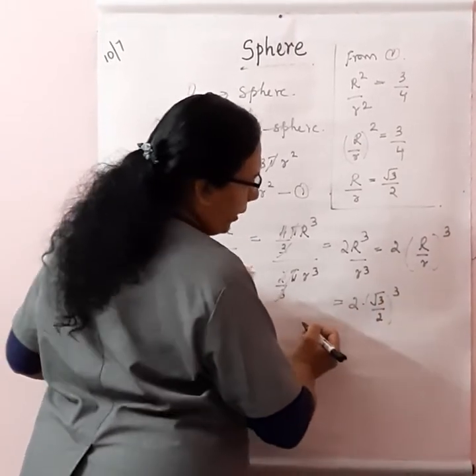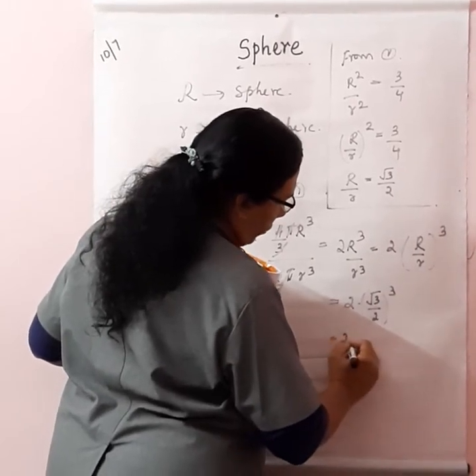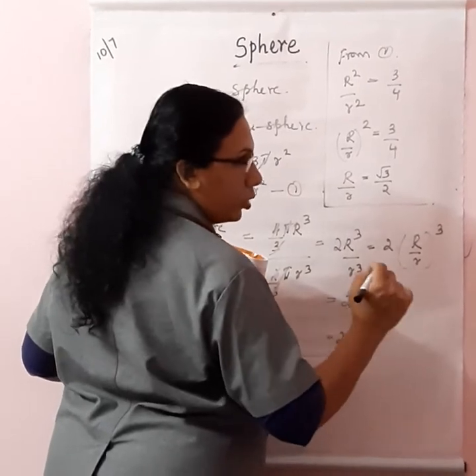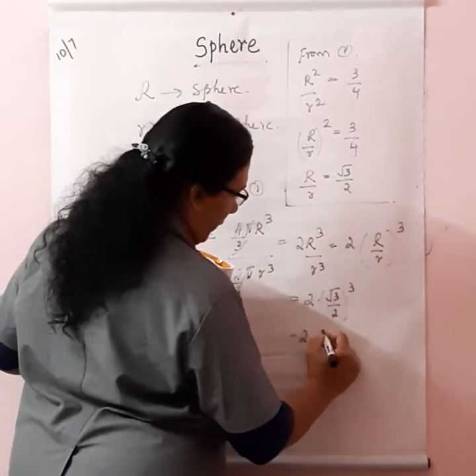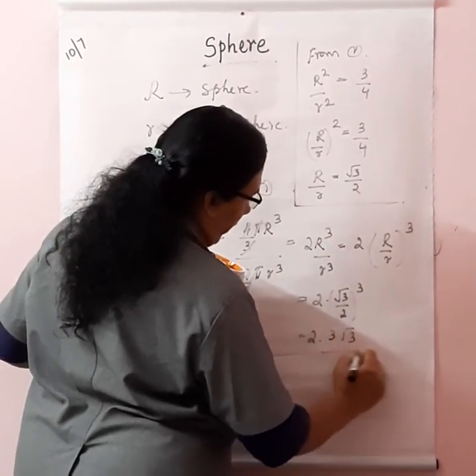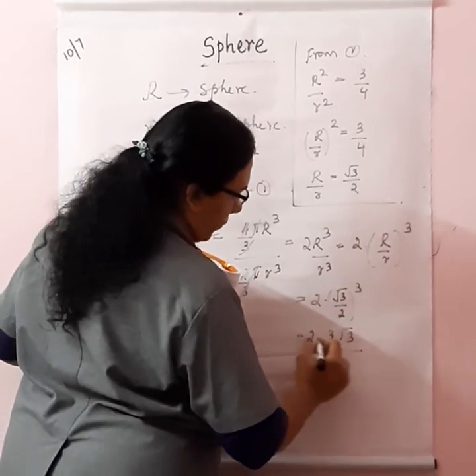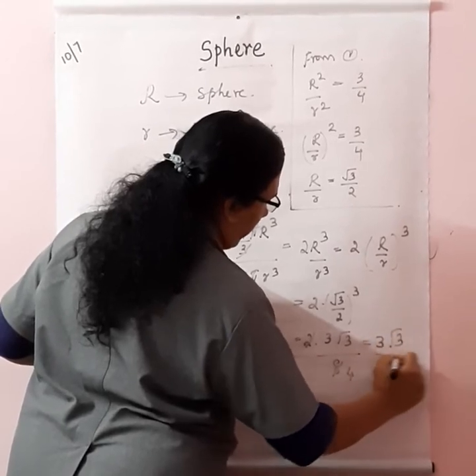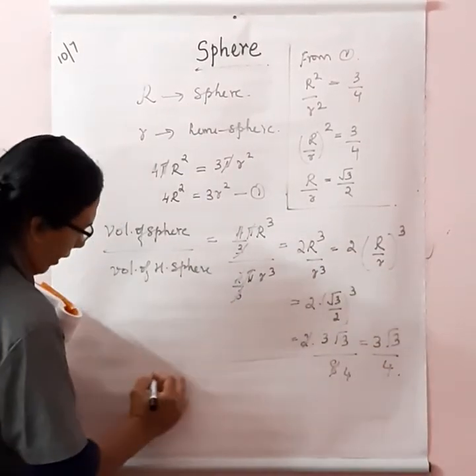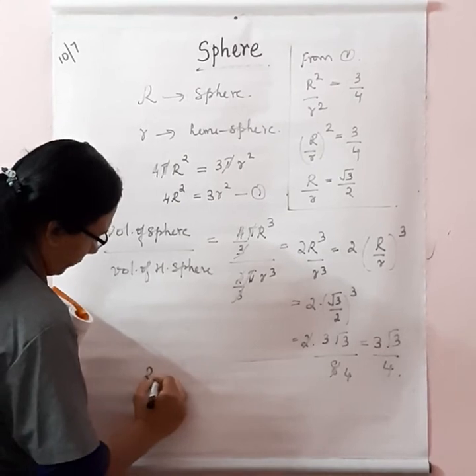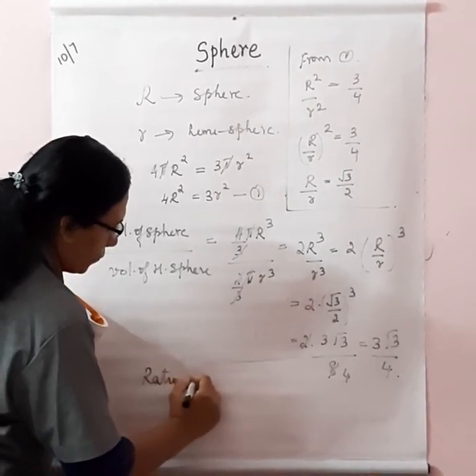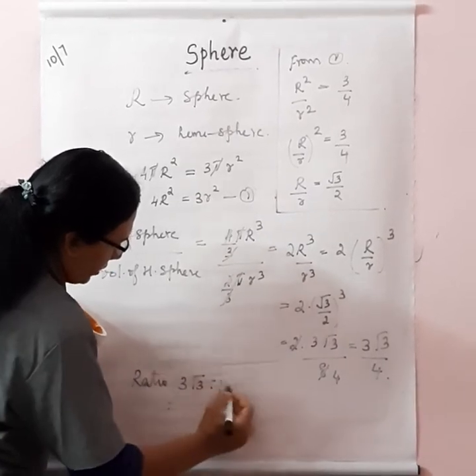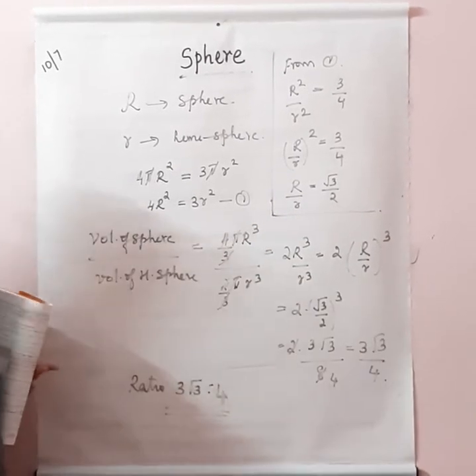Now, what is root 3 by 2 whole cube? It is 2 into, root 3 cube is what? Root 3 into root 3 into root 3. That is, root 3 into root 3 is 3, 3 root 3 divided by, what is 2 cube? It is 8. So, I can cancel here. It is 3 root 3 by 4. So the ratio you have to write it as, answer is, it should be written in this form, ratio is 3 root 3 is to 4. The answer should be written as 3 root 3 is to 4.